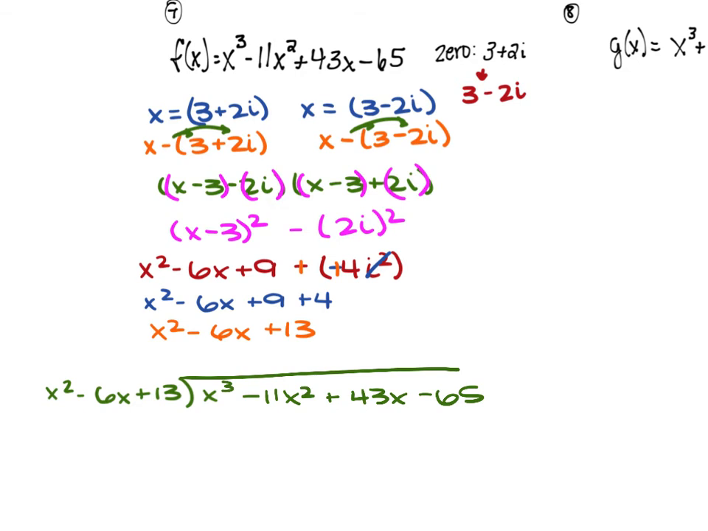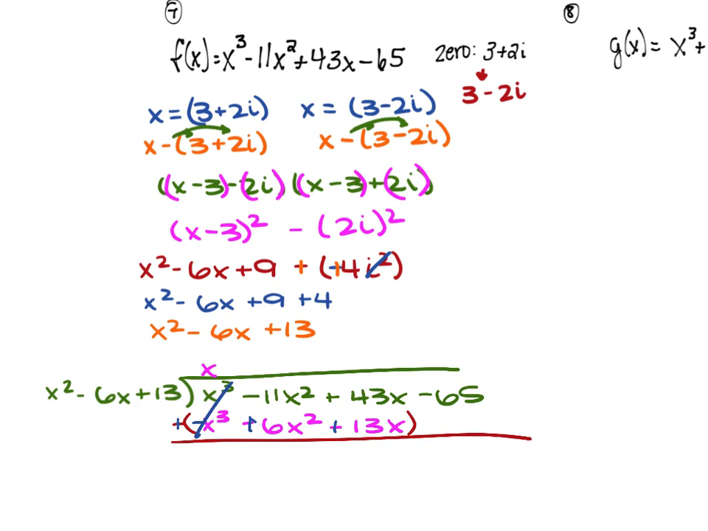Ask yourself, that x squared, what times x squared gives me x cubed? x, so I put that on top. I multiply it by that trinomial, so I get x cubed minus 6x squared plus 13x. From here, I am going to subtract. So I'm going to put parentheses around that, change my sign on each of these terms. So this is going to be a negative x cubed, a positive 6x squared, and a negative 13x. Those x cubes cancel.